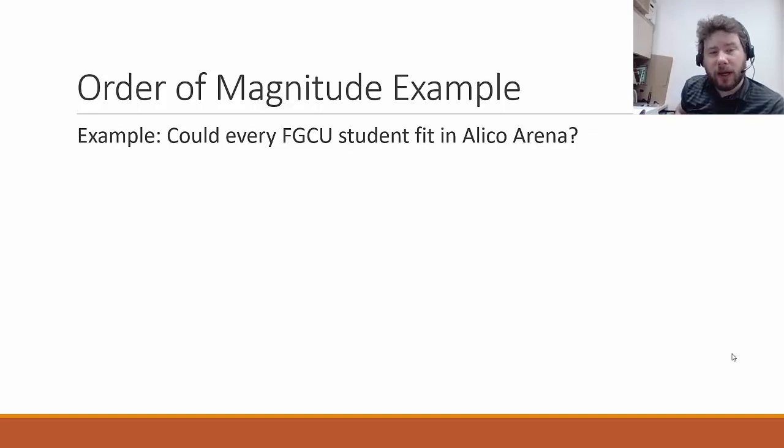The question we're going to be looking at is whether or not every student at FGCU could fit in Alico or Reno, say, in case of an emergency. Now, the key part of setting up an order of magnitude calculation is figuring out what simple type of calculation you're going to do and what sort of approximations you're going to make.